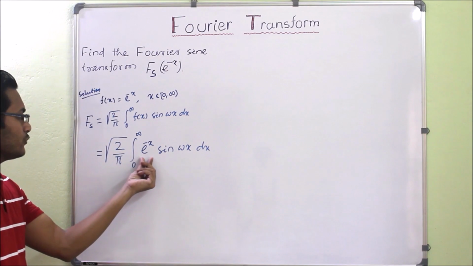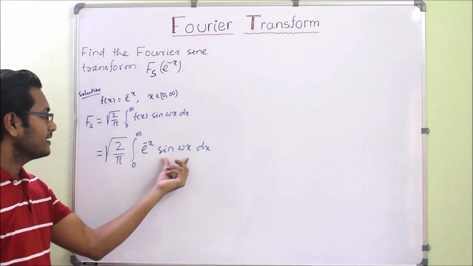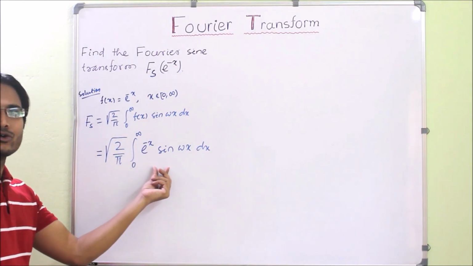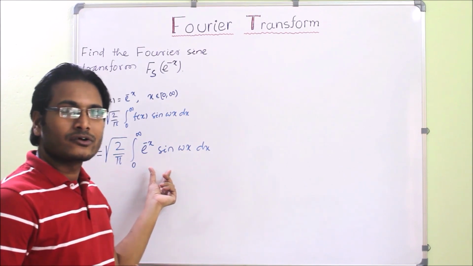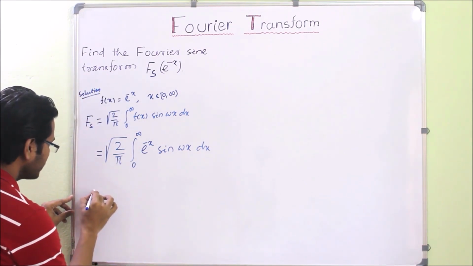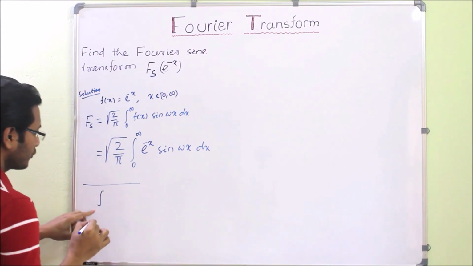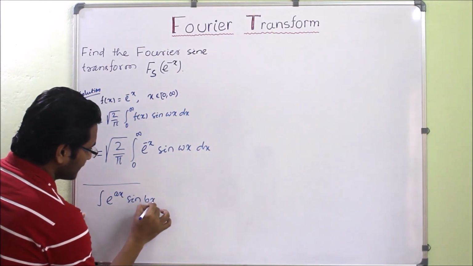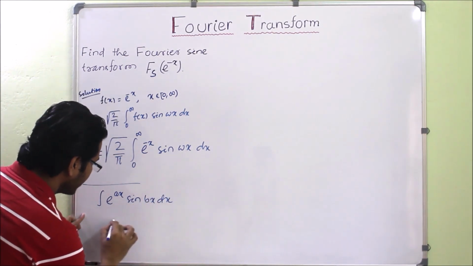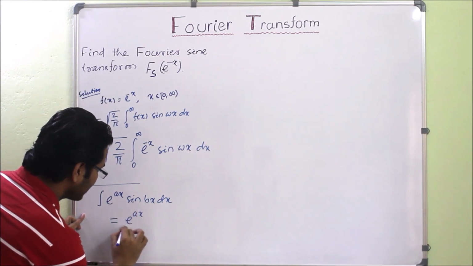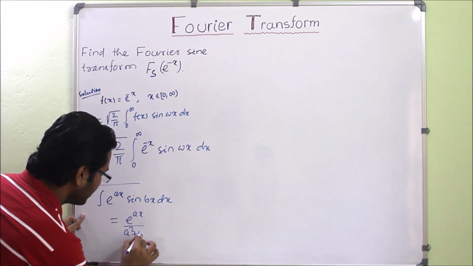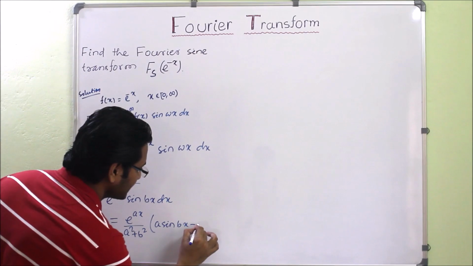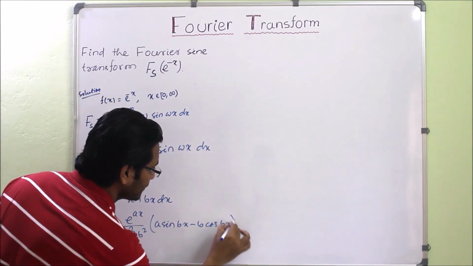So when you have e to the power something, exponential and sine, or exponential and any trigonometric function, how to find the integral? There is a formula that you can use. So the formula is what? For the indefinite integral, it will be the integral of e to the power ax sine bx dx, which equals e to the power ax by a square plus b square, whole into a sine bx minus b cos bx. So this is the formula.